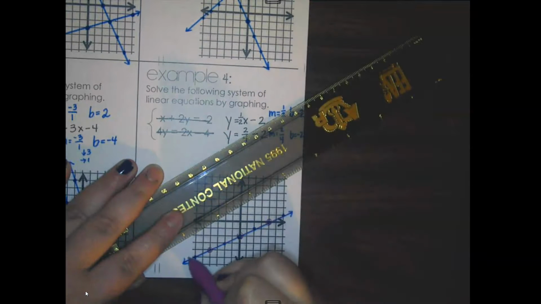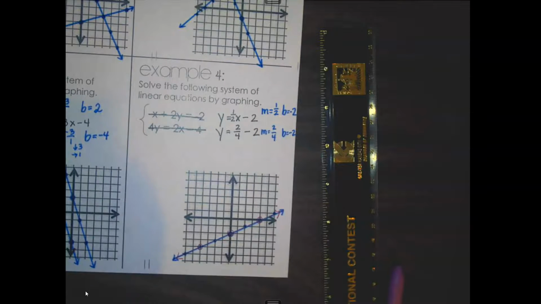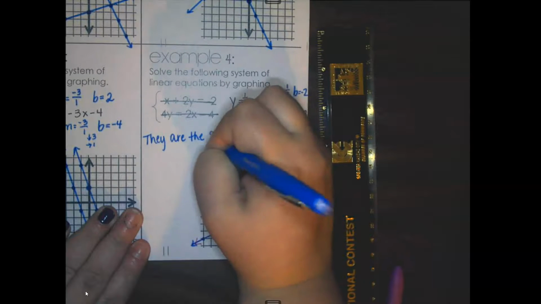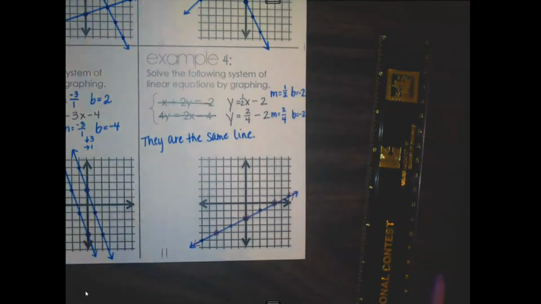That blue overtakes that pink by a lot. Oh my goodness. We can see they are the same line. And so I'm going to ask my students in class, what do we think that means? What do we think it means? And I'm hoping that someone somewhere says, every single number is a solution.